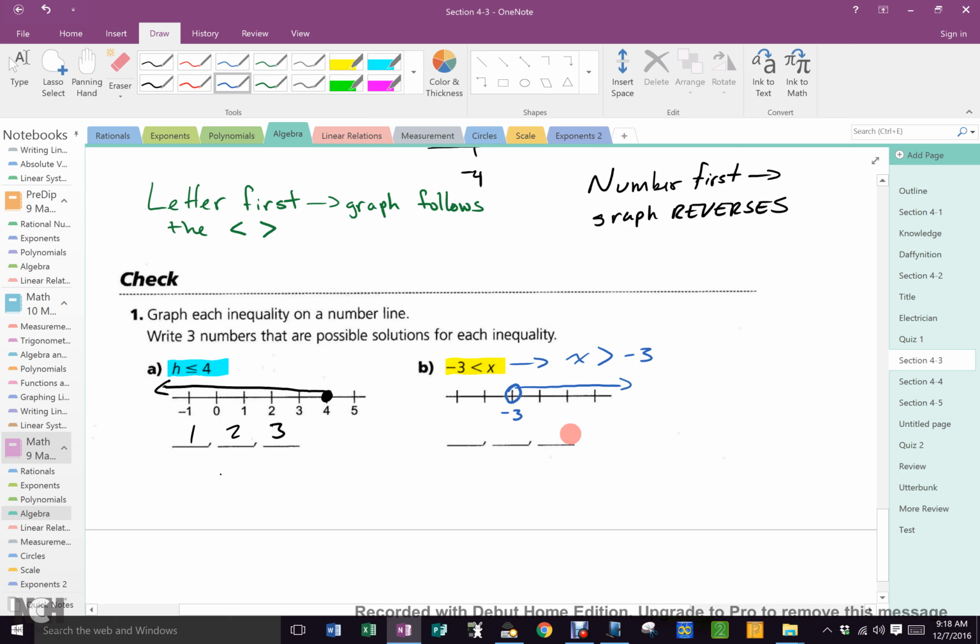What are 3 numbers that can go there? This is harder because it's not labeled for you. So what numbers live on this side of negative 3? Negative 2, negative 1, 0. And then 1, 2, 3, 4, 5, 6, 7, 8, 9, 10, and so on. Until when? Infinity. How many lines could I draw here? Infinite. Could I have fractions? Could I have decimals? Could I have square roots? Could I have squares? Yeah.